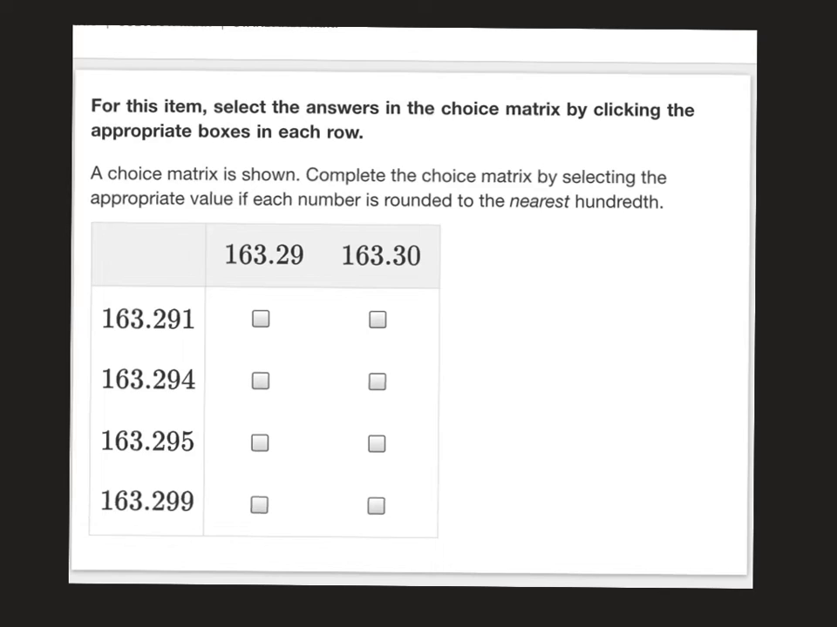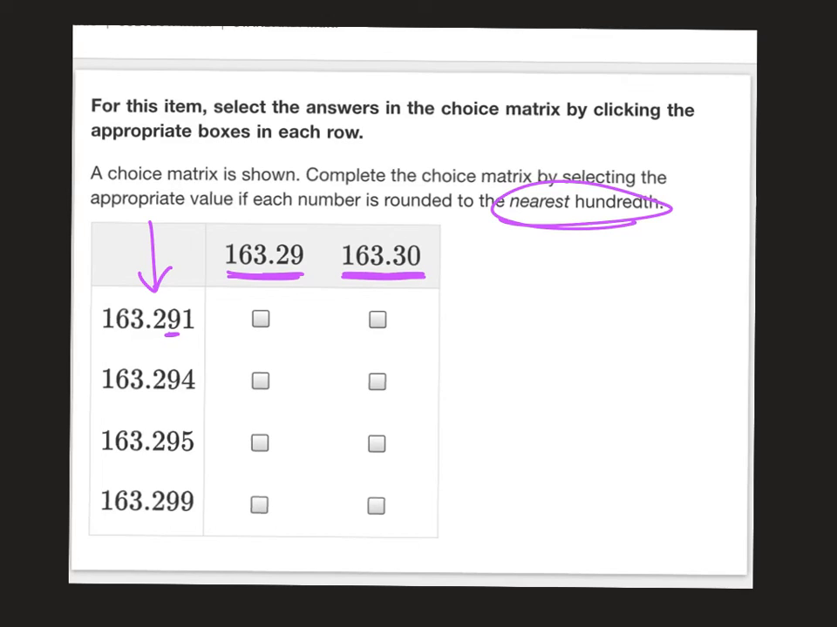All right, on this one, it's another choice matrix, and we're trying to figure out which one of these numbers rounded to the nearest hundredth would round to 163.29 or 163.30. I'd have to round up to that. So we're going to look at each individual number in this column and choose an answer for each one.